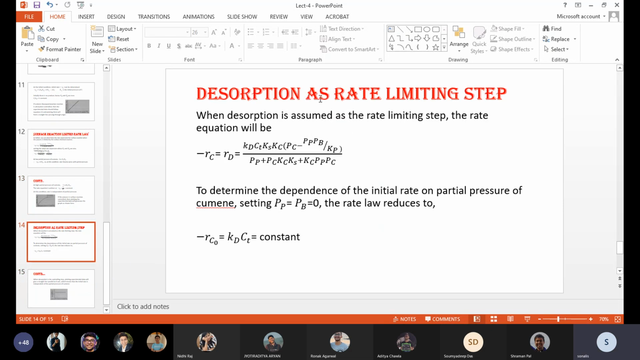Similarly, if desorption is acting as the rate limiting step, then we can deduce this rate expression: minus Rc is equal to Rd is equal to Kd Ct Ks Kc into Pc minus Pp Pb by Kp, divided by Pp plus Pc Kc Ks plus Kc Pp Pc. Obviously, this is a big expression. Whenever deducing this type of expression, you have to be very careful at each and every step.